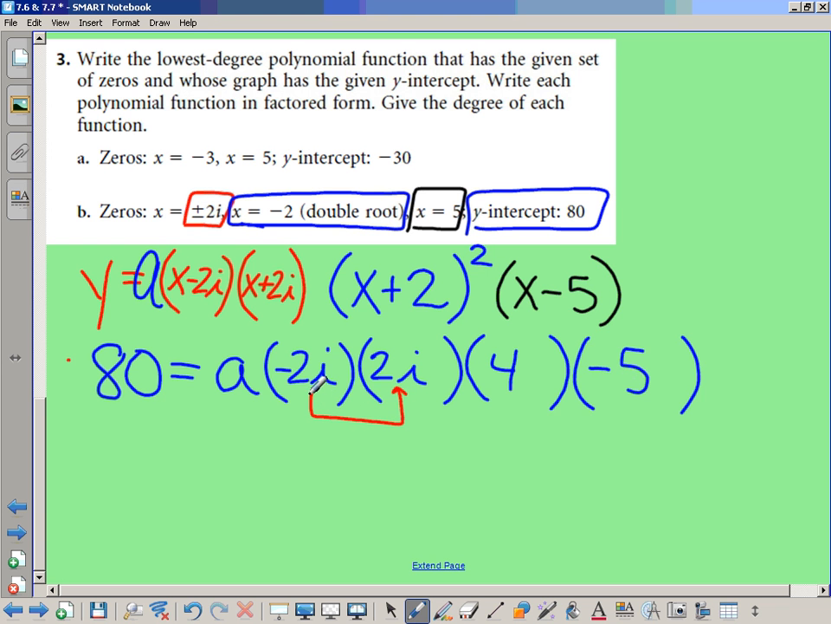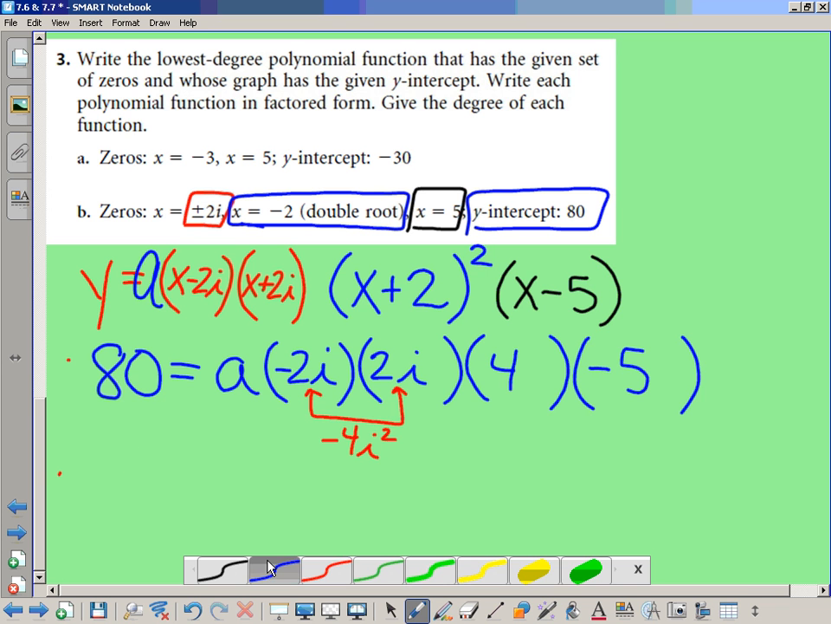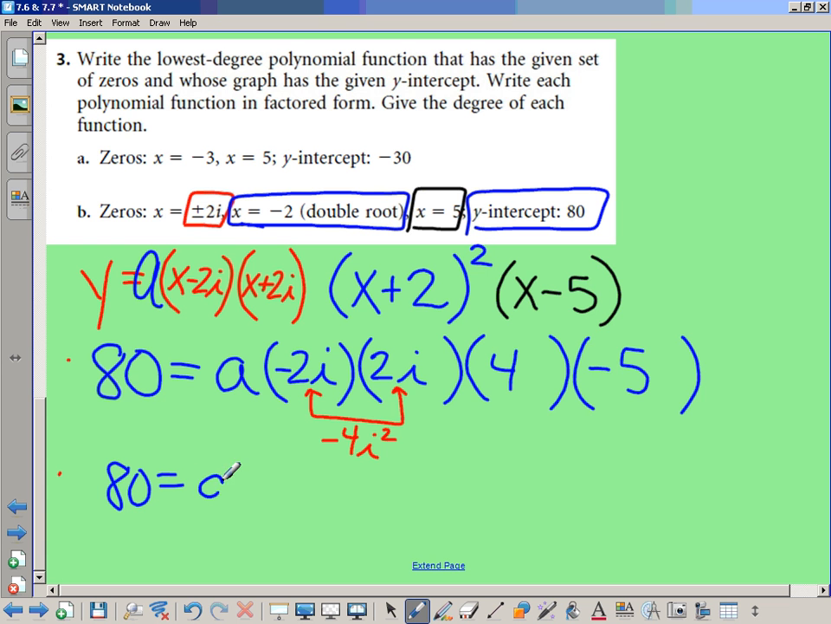Do you know what negative 2i times 2i makes? Negative 4i squared. But we don't want to leave that as i squared. I said never leave an i squared. It's just 4, because that's negative 4 times negative 1. i squared is negative 1. So let's go down the line here. 80 equals a times, we said this makes what? 4 times, what's 4 times negative 5? Negative 20.